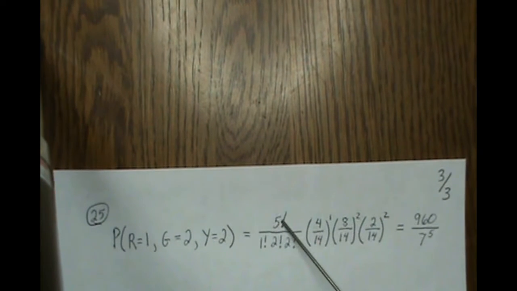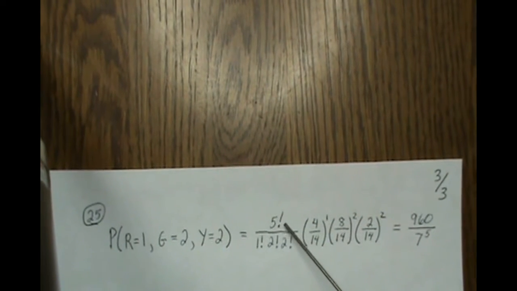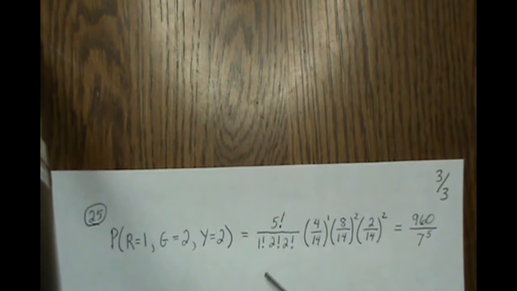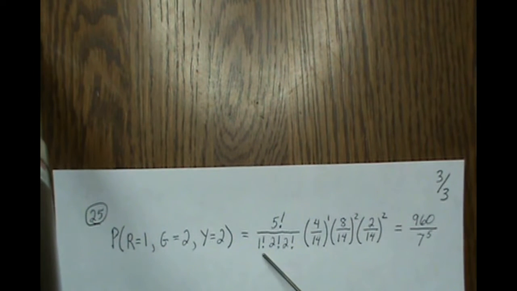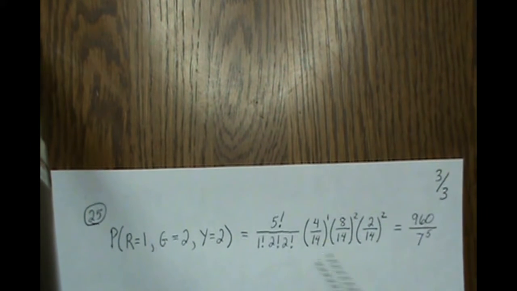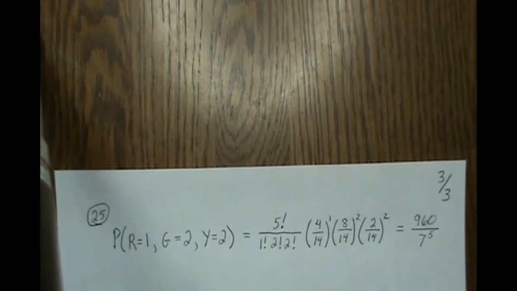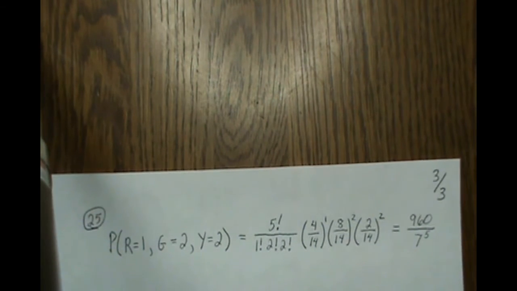So here you're drawing 5 balls, and we want 1 red, 2 green, 2 yellow. So then we put the same number up there. We crunch the numbers. We get 960 over 7^5.